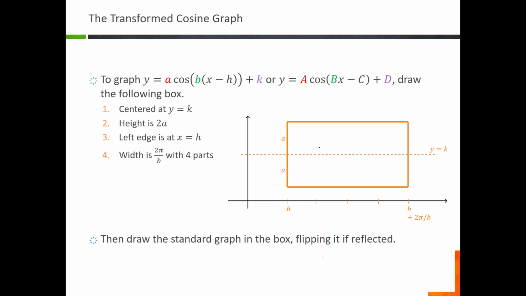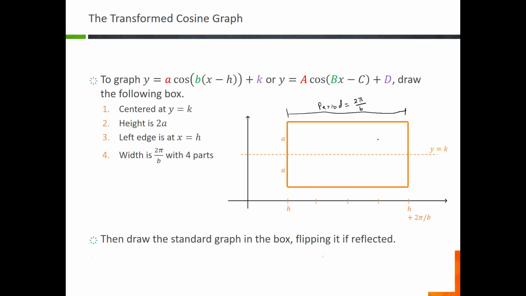We're still going to draw a box. The center, the midline, is still at y equals k. It's still got a height of 2a, which means from the middle to the top is a, from the middle to the bottom is a. The left edge is still at h. The right edge is still at h plus your period. So again, the whole length from here to here is your period, and our period we could compute as 2 pi over b.